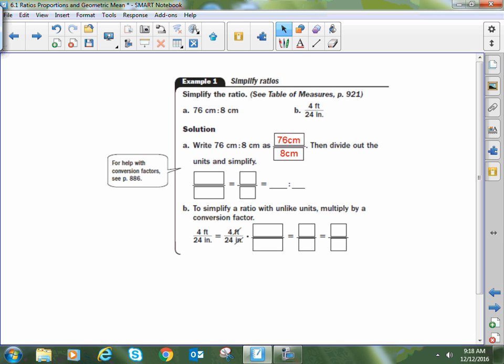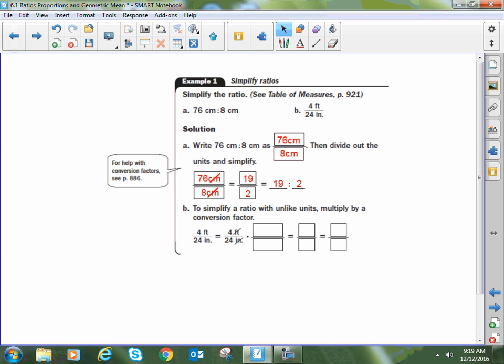So here we're going to take a look at the ratio of 76 centimeters to 8 centimeters, and well, 76 over 8, certainly they're both even numbers, so they definitely can simplify. In this case, they simplify to be 19 over 2, or 19 to 2 if we use the colon symbol instead.